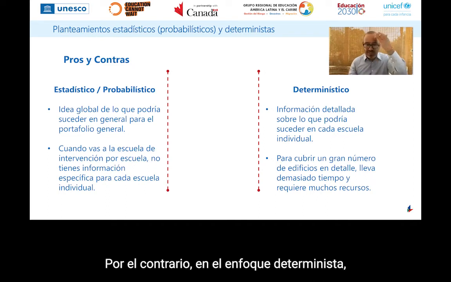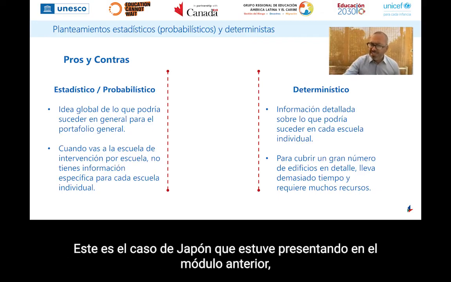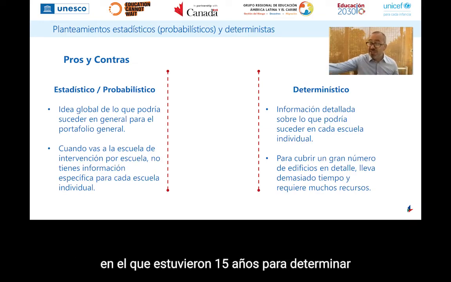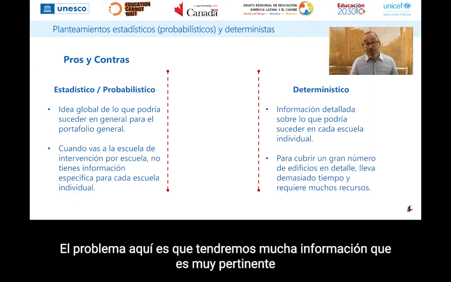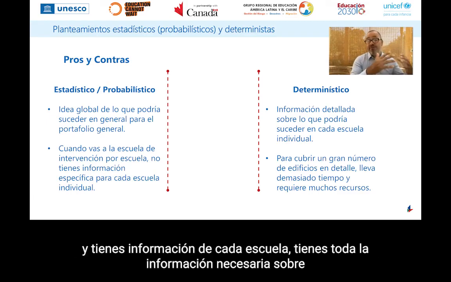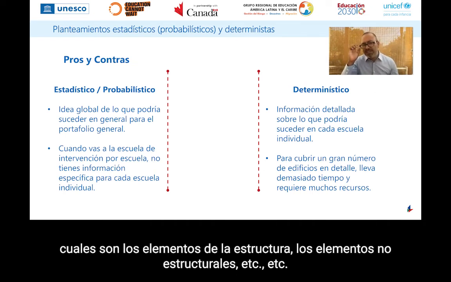In contrast, that is the deterministic approach. So it provides detailed information about what could happen to each single school. This is the case of Japan that I was presenting in the previous module, in which they spent 15 years in order to determine all the different elements that will happen on all of the schools. The problem here is that you will have a lot of information that is very pertinent, and you have information for each school. So you know each school, you have all the information needed about how it's going to behave for very specific hazards, what are the elements in the structure, the non-structural elements, etc.